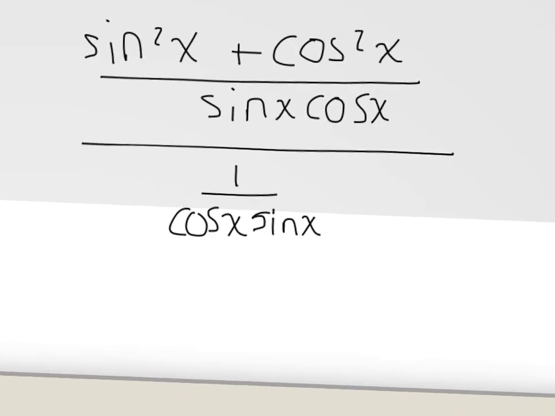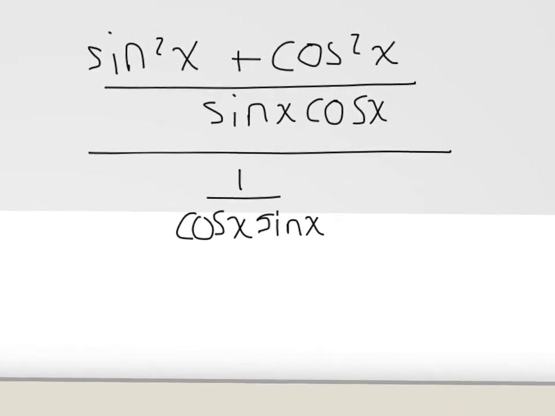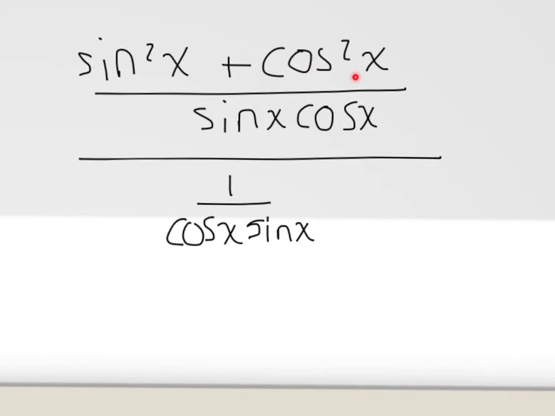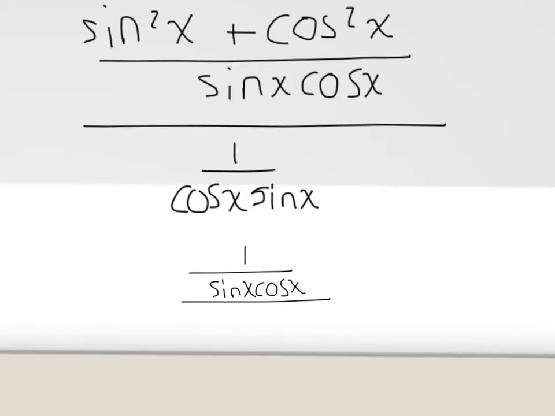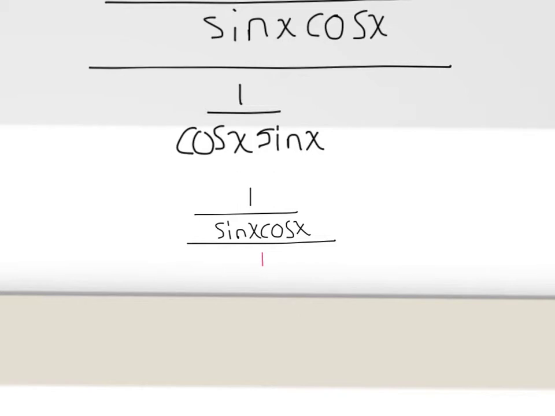And I have something special. What is this? All right, that's right. The numerator is a Pythagorean identity, so that becomes 1 over sine x cosine x, divided by 1 over cosine x sine x. So now I'm going to do keep, change, flip.